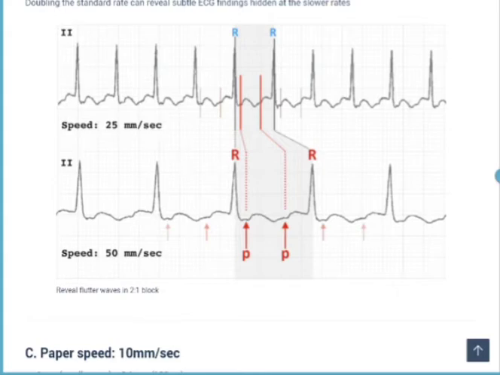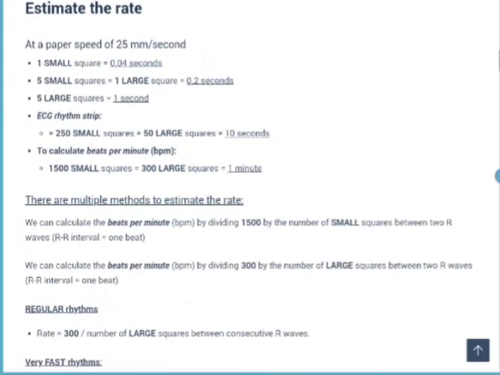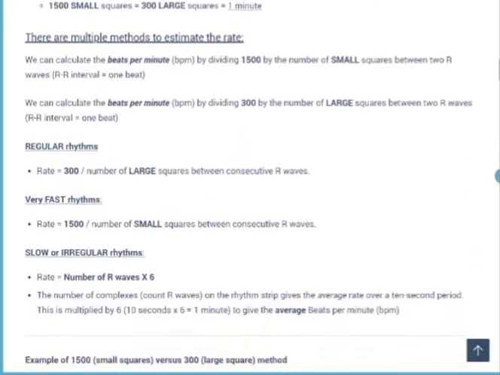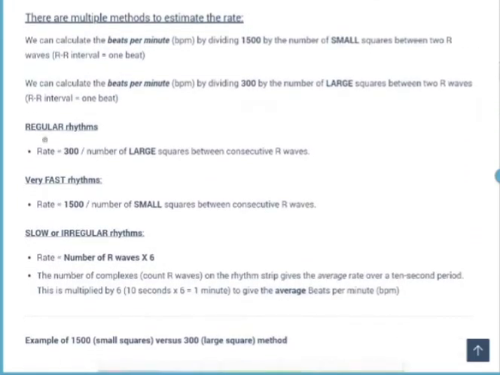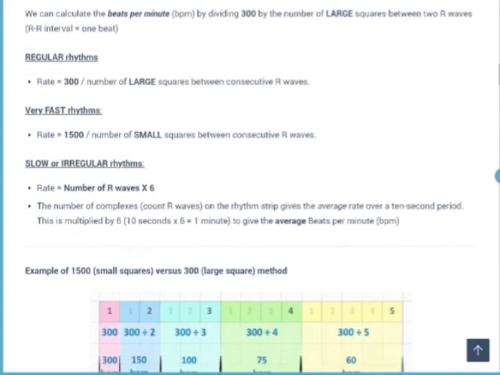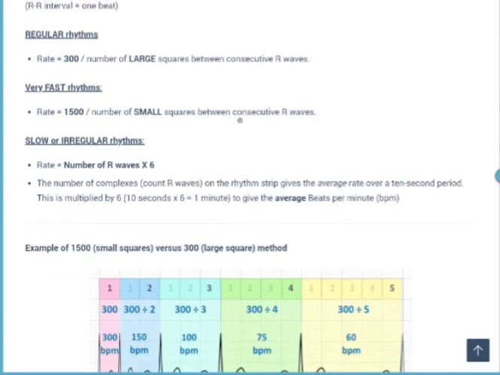Similarly, here in this ECG, assuming this is a 25 millimeter per second strip as well, we can calculate approximately 1 and approximately 2 large squares. Or similarly, we can count how many squares there are between two R waves: approximately 10 small squares. So that is how we calculate the rate. After counting the number of large squares or small squares, we can calculate the rate as 300 divided by the number of large squares between two consecutive R waves, or 1500 divided by the number of small squares between two consecutive R waves.